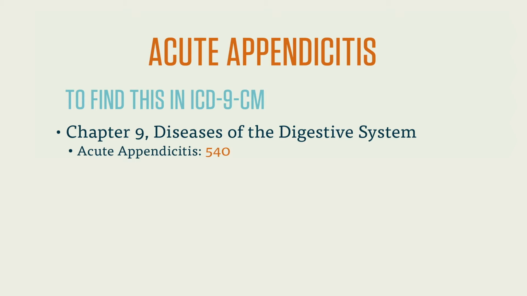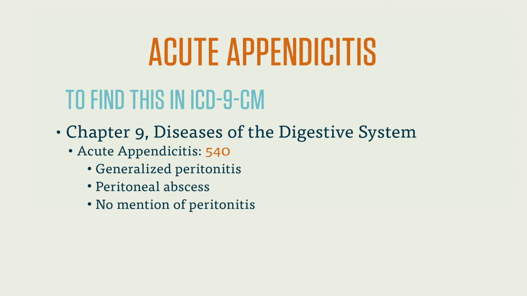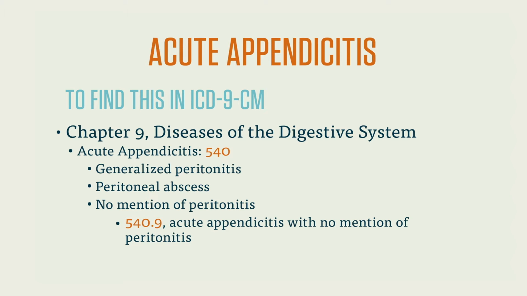Under that code, we'd find 3 subcategories: for acute appendicitis with generalized peritonitis, peritoneal abscess, and with no mention of peritonitis. As we saw in the medical report, there was no sign of any peritoneal complications, so we'd select 540.9, acute appendicitis with no mention of peritonitis. That's our diagnosis code. Let's move on to procedure codes.